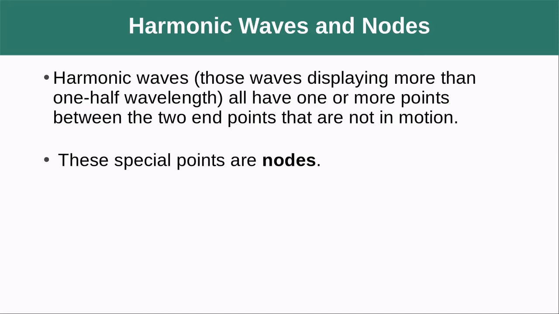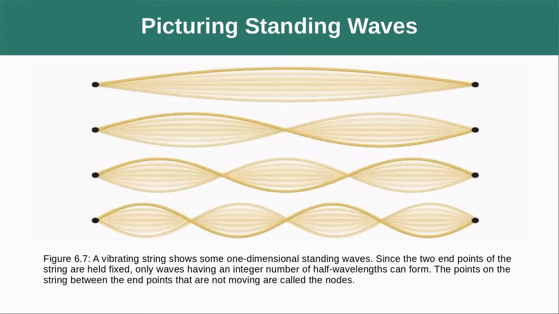And we can even have a special case of the harmonic waves in which some points between the two endpoints are not in motion. These are known as nodes. And we're going to see a little later that at the quantum level, the very small level that atoms and electrons are working at, they also have quantized energies, and that these nodes start to appear in the way that electrons move. So let's see if we can picture this standing wave first.